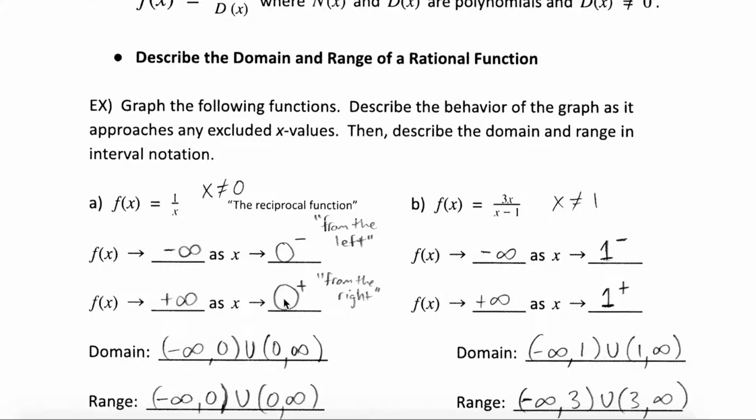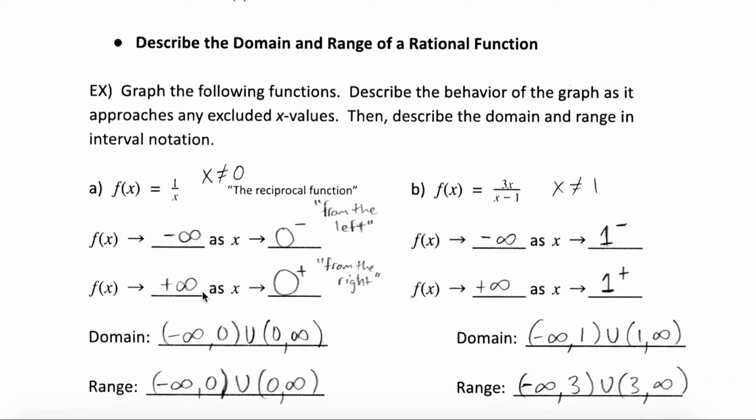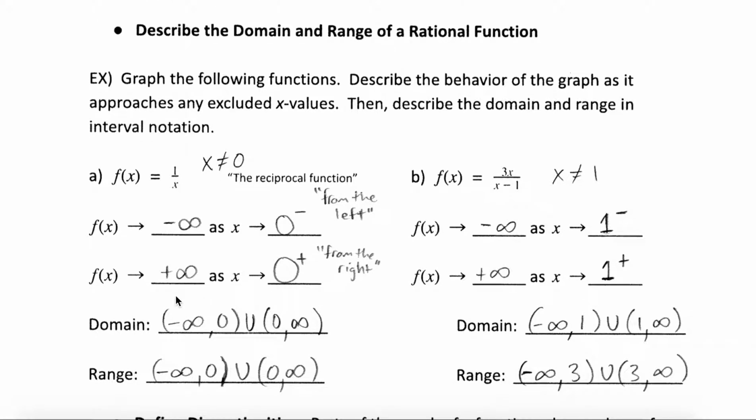We also said that if we approach 0 from the right, so we use a plus symbol there above our 0 to talk about our direction from the right, then our output approaches positive infinity. So we saw that happening on the graph. We can describe the domain and range, knowing that x cannot equal 0, but it can equal pretty much anything else. So in interval notation, we could describe that this way.